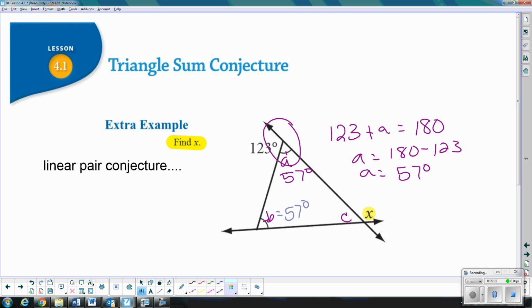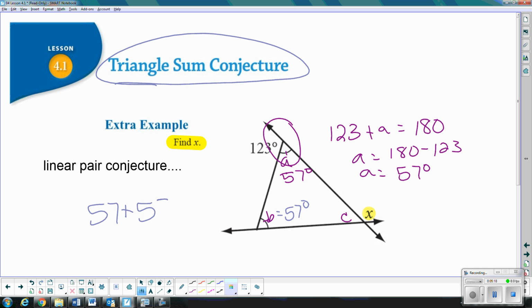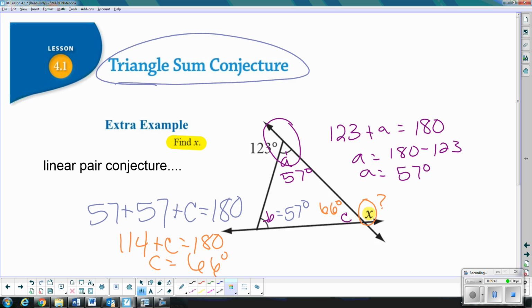So now we have angle A, we have angle B, but we do not have angle C. Well, we can use our triangle sum conjecture that says the sum of all angles in a triangle add up to 180 degrees. So that's angle A, which is 57, plus angle B, which is 57, plus angle C, which we don't know, equals 180 degrees. So that means 114 plus C equals 180. So that means C equals 66 degrees. All right, so now we know all three measures of the triangle angles, but we want to find angle X.